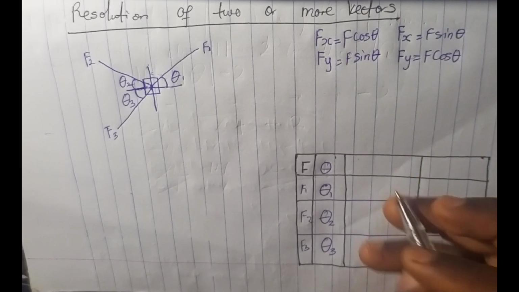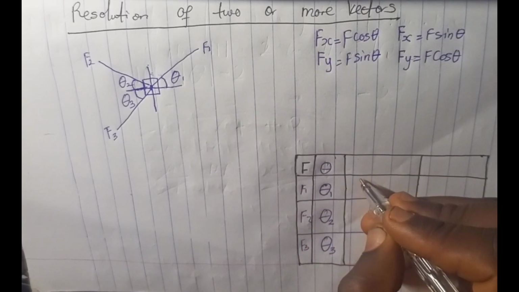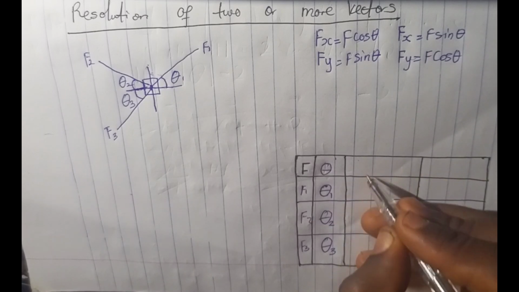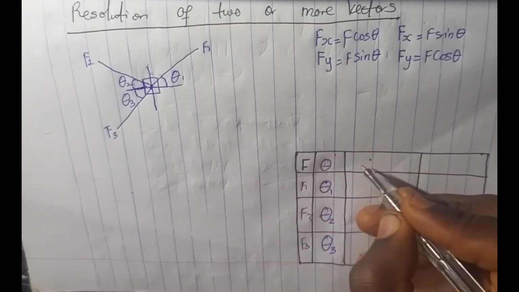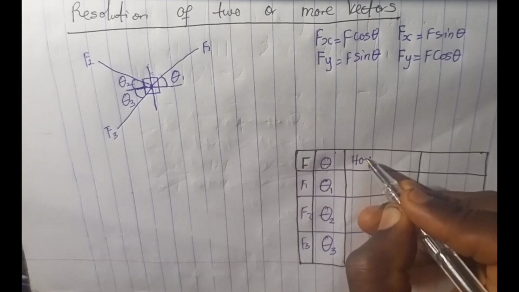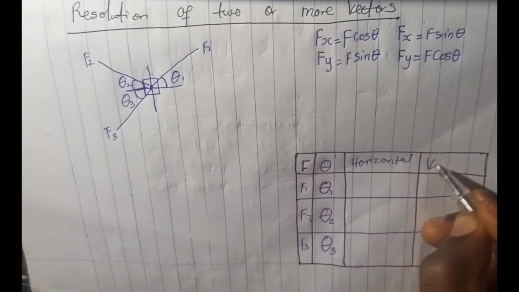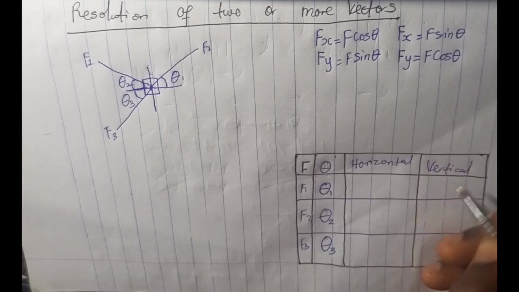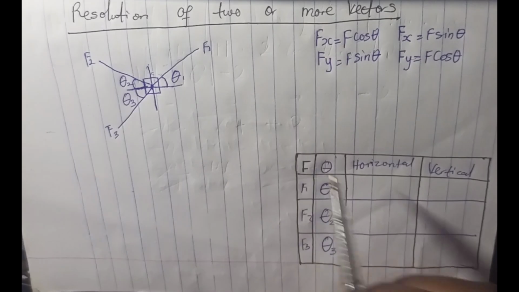So this means that we are going to resolve these forces in the horizontal direction and vertical direction. We have to get the horizontal component of the force and the vertical component of the force. Here is the horizontal component, and here is the vertical component. We have to resolve these forces, and that's what we are doing with resolution of two or more forces, two or more vectors.